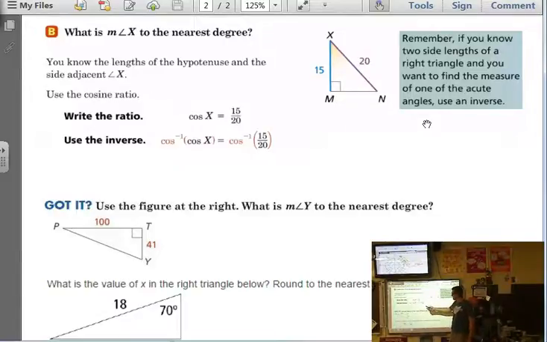This is just another example. So, once we input inverse cosine of 15 over 20, what do we get? Max, you got it? 41 degrees.